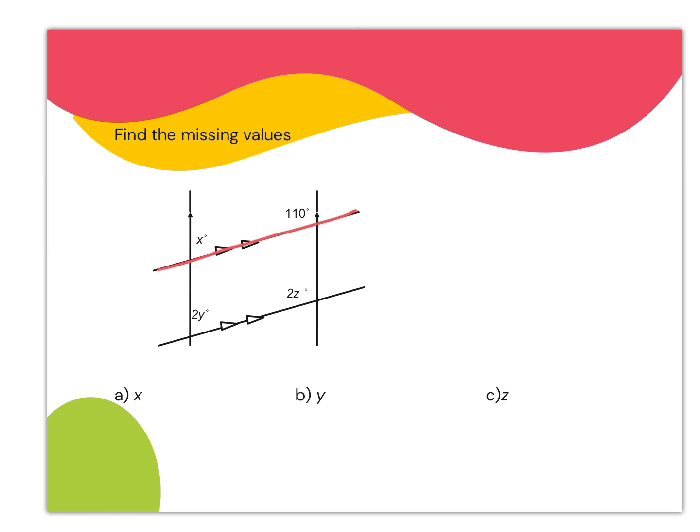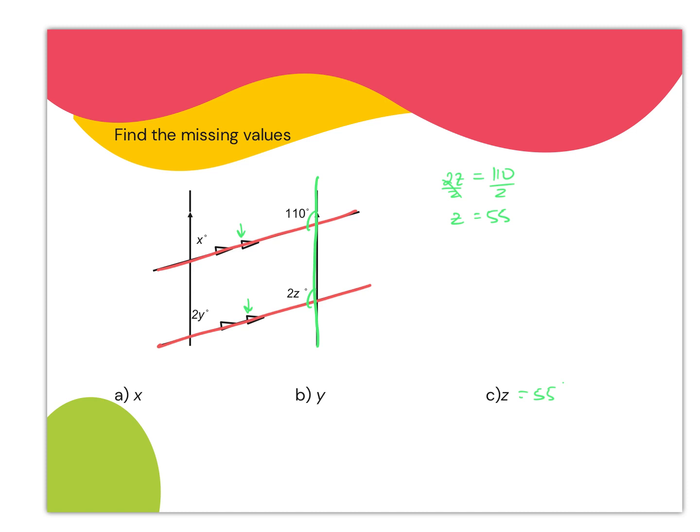For example, if I start with these two lines and this transversal here, then I'm going to focus on this angle and this angle because I see that those angles are corresponding. So because they're corresponding, I know that they're congruent. And how do I know that? Well, because this line and this line are parallel. So I know the corresponding angle congruence theorem says that. So 2z is going to be congruent or equal to 110 degrees. And if I divide both sides by 2, I'm going to get that z is 55. So I have my first answer, okay?